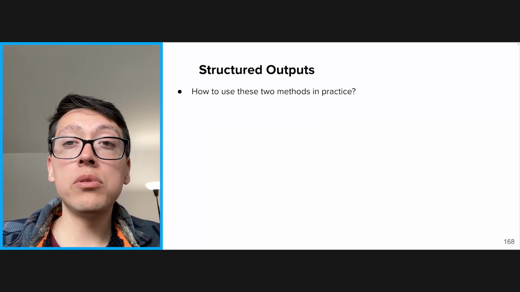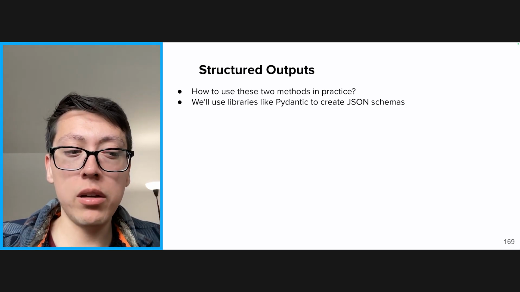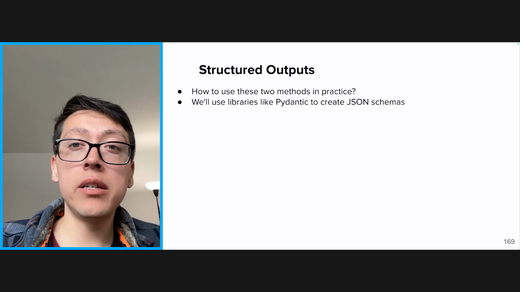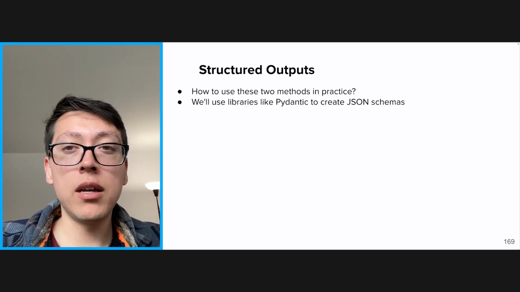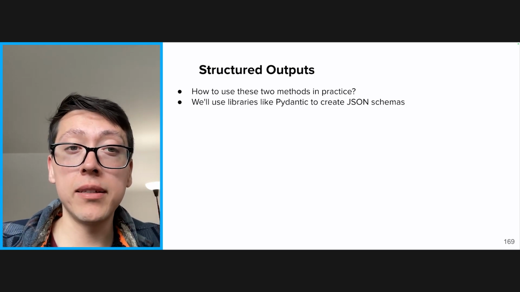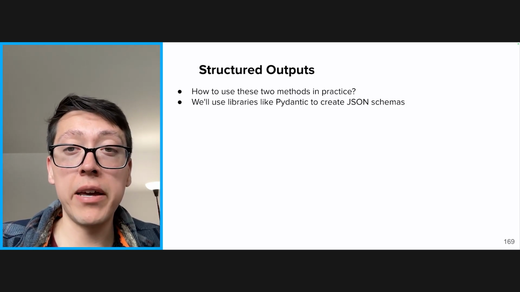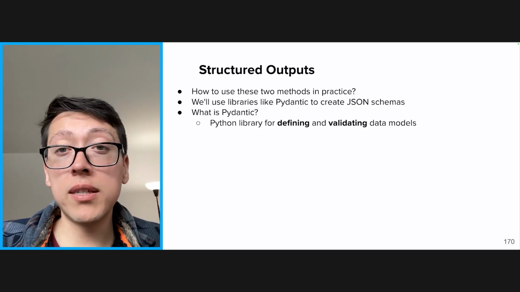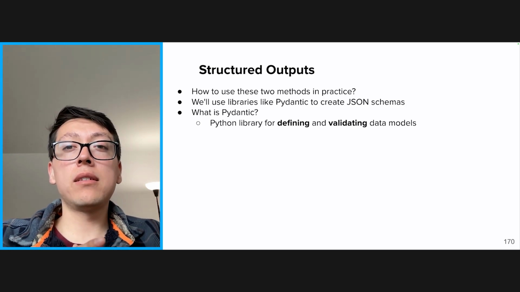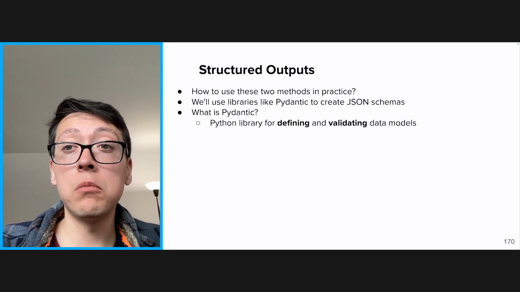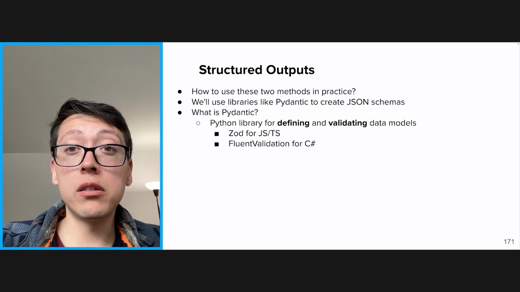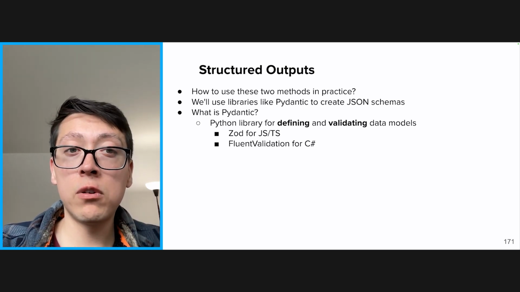So how can we use these methods in practice? Well, like I said before, we need to specify the answer we want to see. And to do that, we can use libraries like Pydantic if we are using Python. So what's Pydantic? Basically, Pydantic is a Python library that can help us define and validate data models. For alternatives, you can look at Zod for JavaScript or libraries like Fluent Validation for C#.